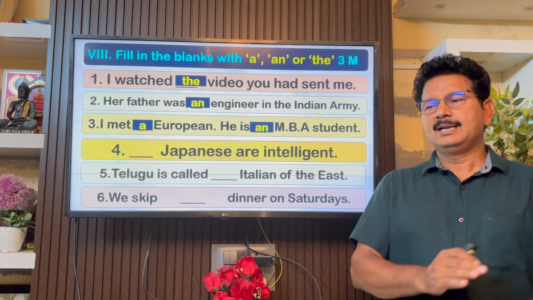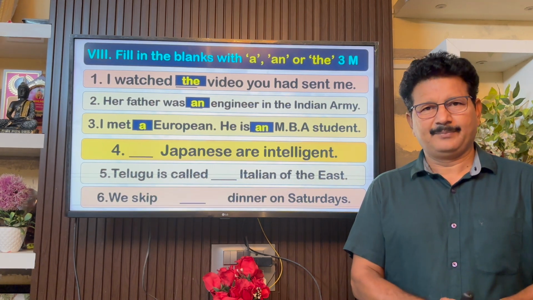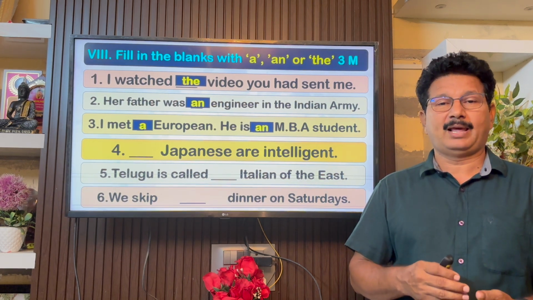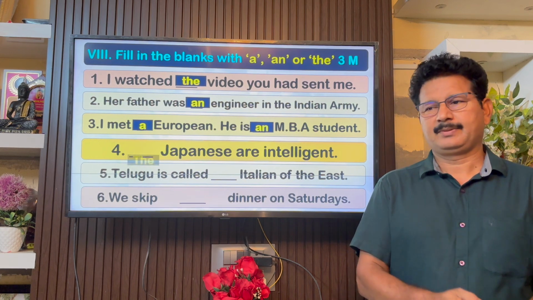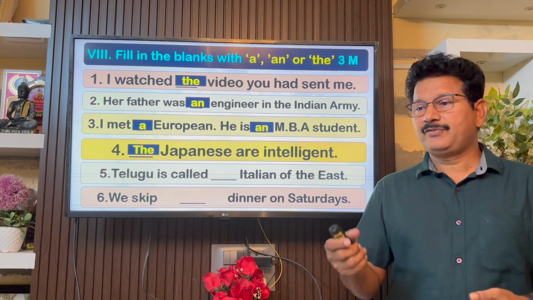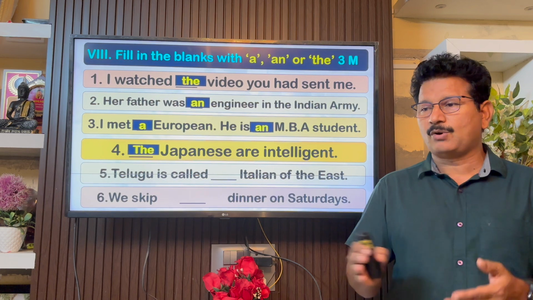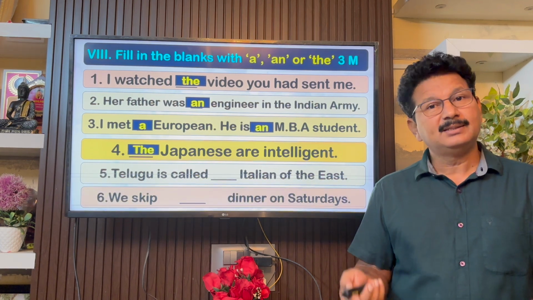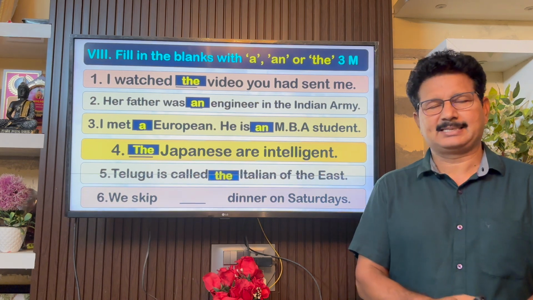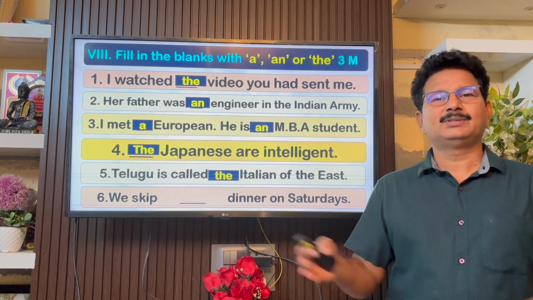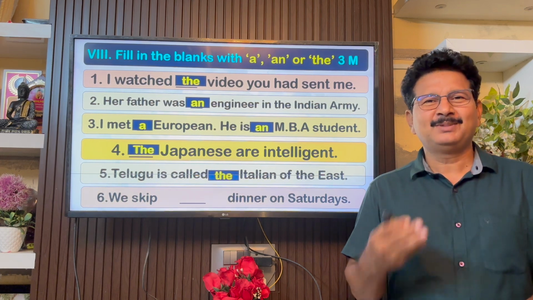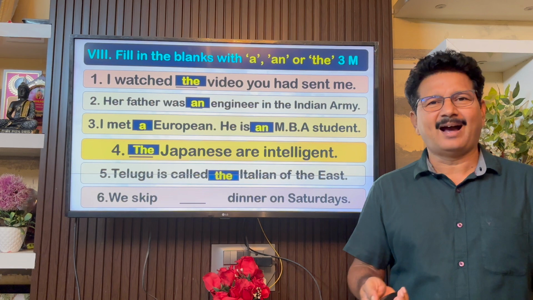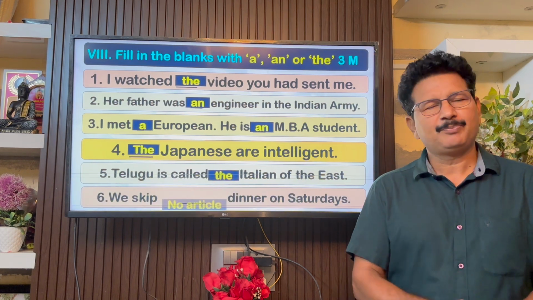The next one is dash Japanese are intelligent. So here we are talking about the whole group of people, then we call them the Japanese. And at the same time, when you refer to a particular area, like Telugu is called dash Italian of the East, it's called Telugu is the Italian of the East. So, we skip dinner on Saturdays. Here we have to skip the article also, because before dinner or lunch, we don't use any article and we should not use one. So there is no article.